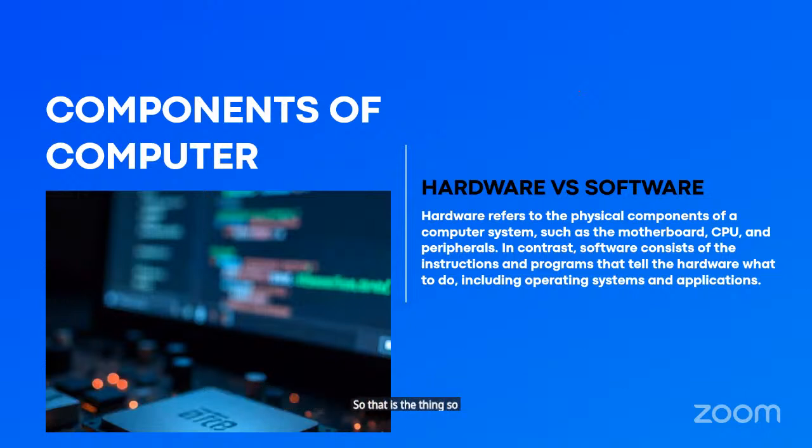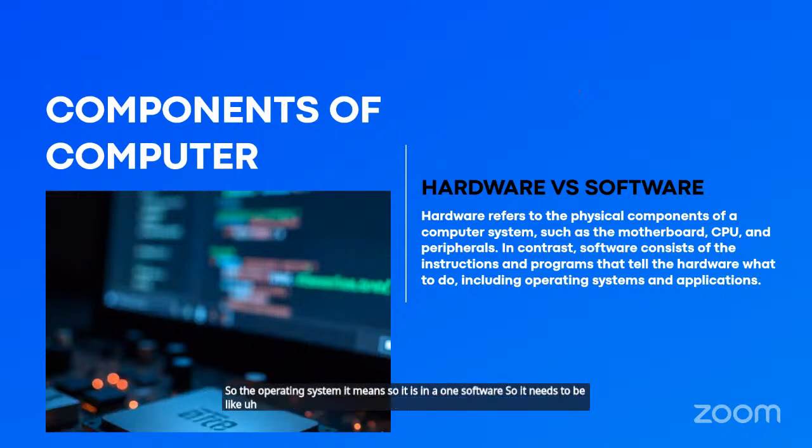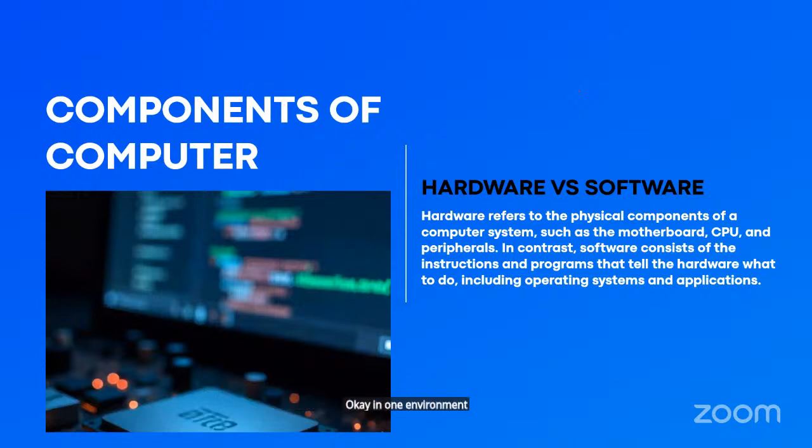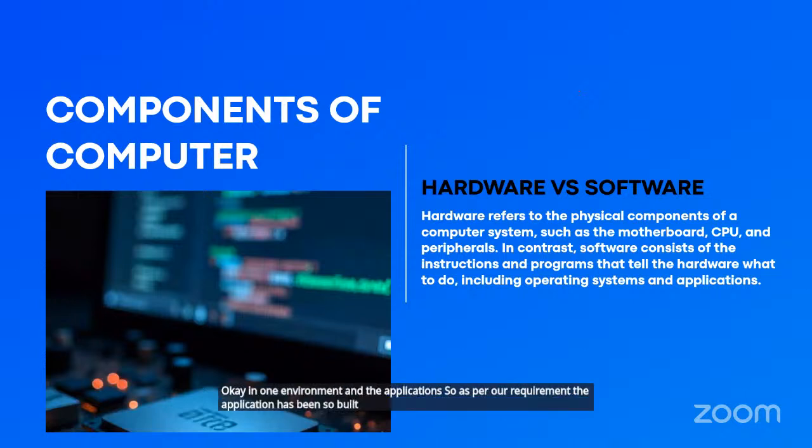So they are mentioning instructions and programs that tell the hardware what to do, including the operating system and the applications. The operating system is one piece of software that needs to combine all the hardware and run it in one environment. The applications are built as per our requirement. Once we give the input, the application will process it and give the outputs.